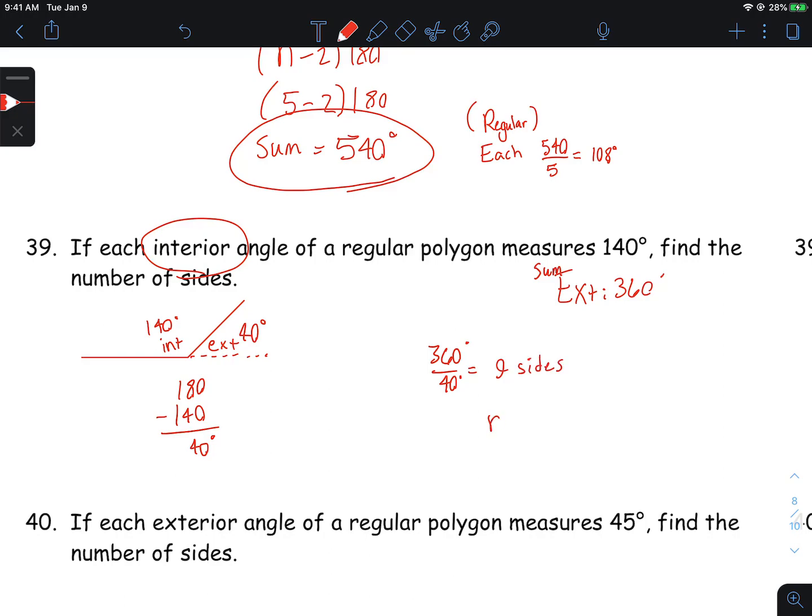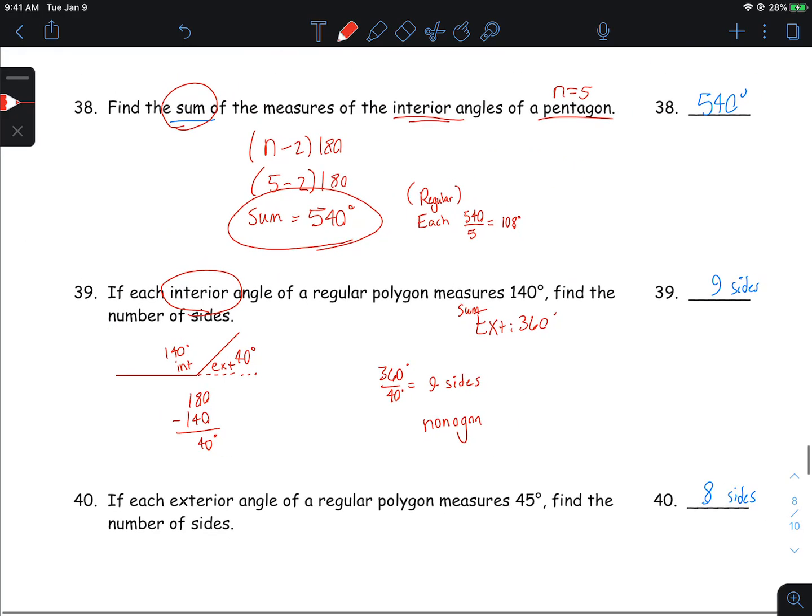And if it's 9 sides, I think we call it the nonagon. I think they were just asking for the number of sides there. I don't know if we need to classify tomorrow. So that's the way I would approach it.